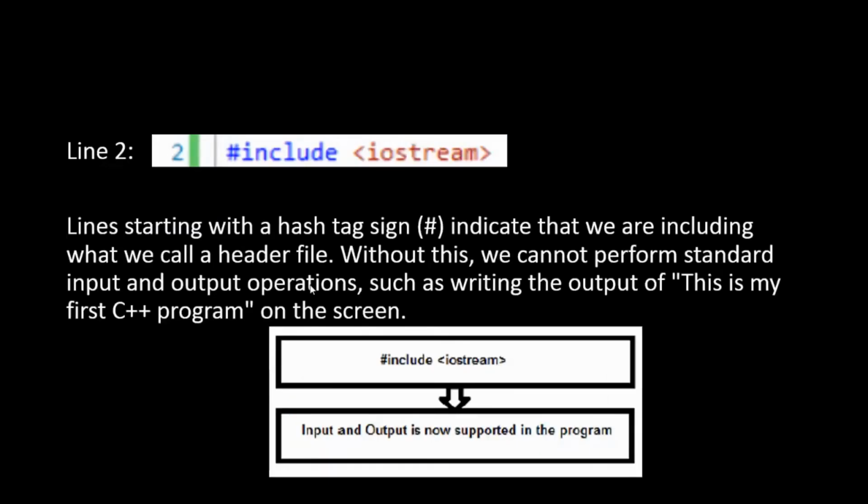Okay, the second line. This is called including a header file. Every single C++ program requires this header file called include iostream. It starts with a hashtag indicating that we are including what we call a header file. Without this, we cannot perform any standard input or output operations, like what we have just done by outputting text. So as soon as we include iostream, input and output will now be supported in the program, as you can see in this flowchart down here.